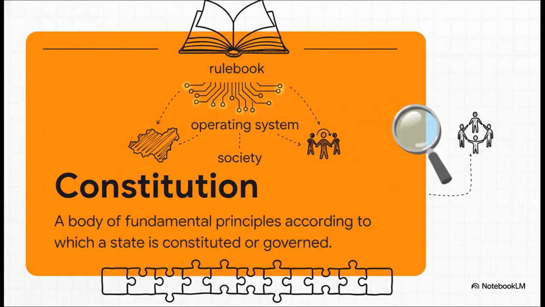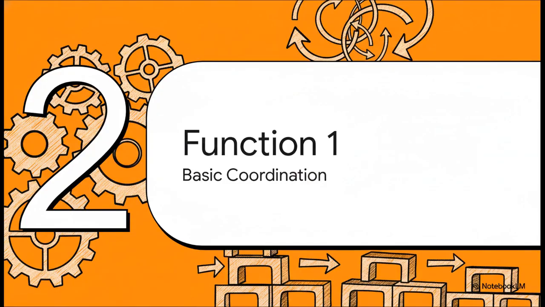You can think of it like the ultimate rulebook for a country. Or maybe even better, it's like the operating system on your computer. It lays down the fundamental principles, the basic rules that everyone can agree to so we can all live and work together. Okay, so how does it actually do that? Well, this brings us to its very first, and you could say most basic function, basic coordination.